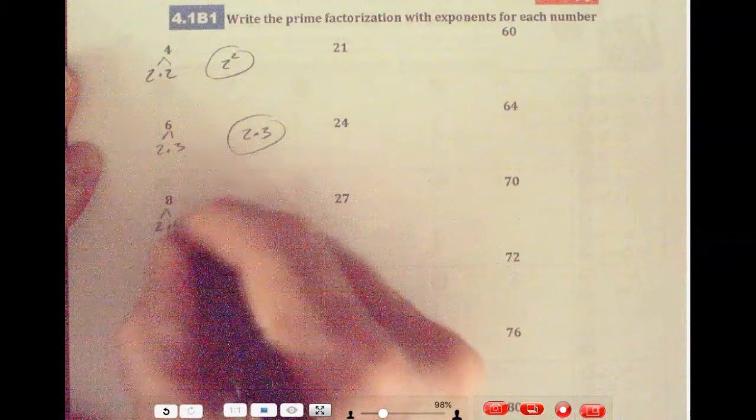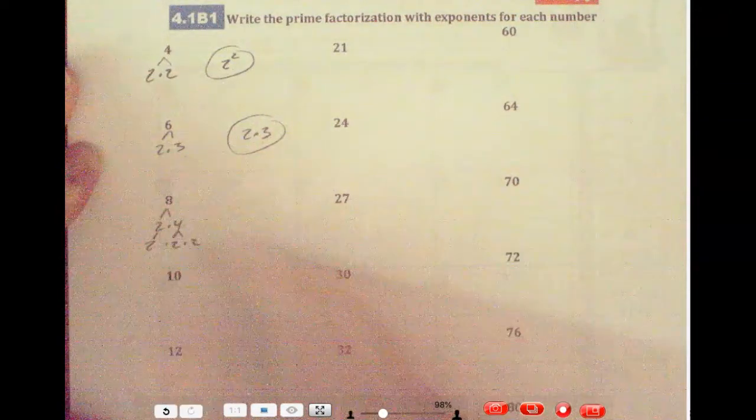8 is 2 times 4. But notice, the 2 is prime, but the 4 isn't. So I break the 4 down into 2 times 2. Now I can combine up or gather up my 2's here. I've got 2 to the third.